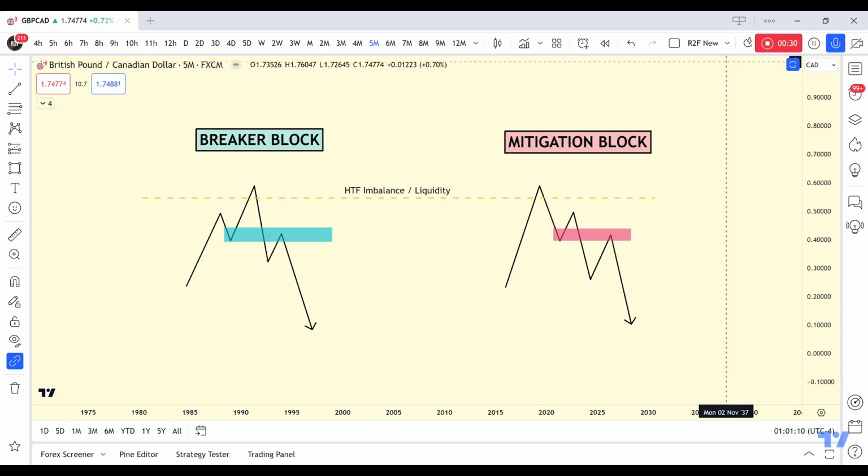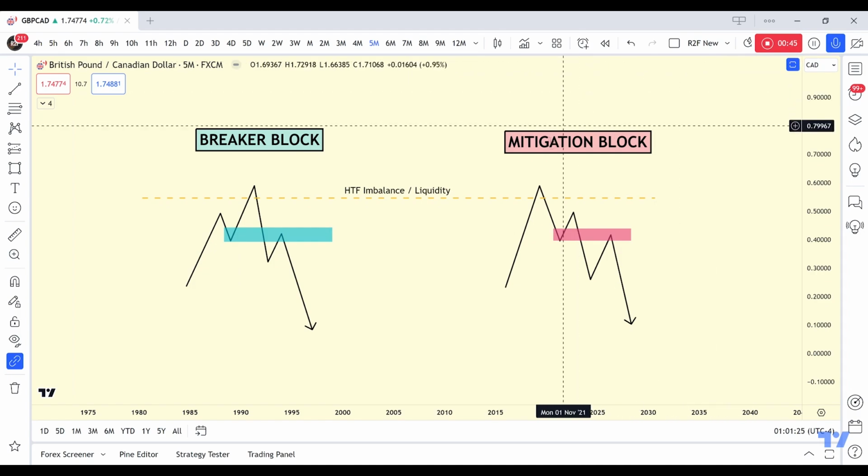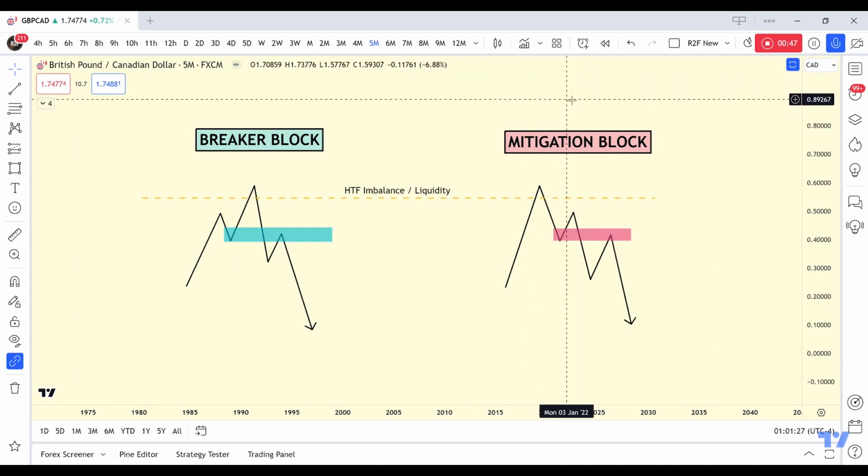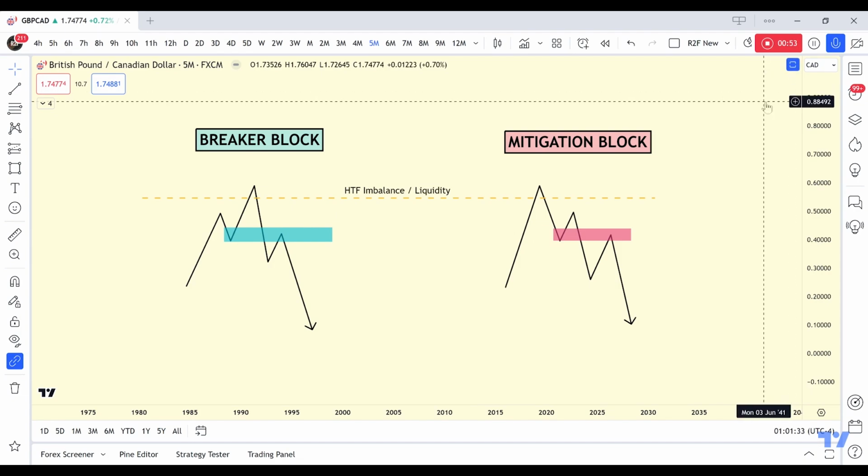Okay, so first of all, let's go through what both these PD arrays look like and what differentiates them, because they are relatively similar and how they are used is practically the same. On the left, we have a breaker block and on the right, a mitigation block. These are both bearish examples. For a bullish example, you just have to inverse the chart.